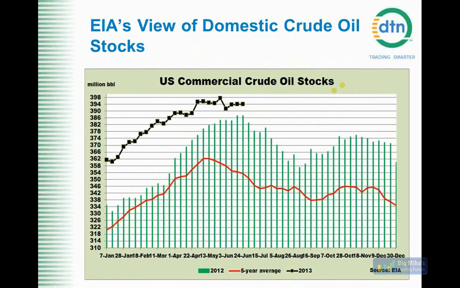This is just a weekly EIA stocks report chart that seems to confirm what we see in the future spread itself. The black line up at the top is 2013 commercial crude oil stocks. The green histogram is what we saw in 2012, and the 5-year average is the red line that cuts across the middle. Now, the first thing that jumps out is that we are not in a tight supply-demand situation. We've seen demand struggle since 2008 for crude oil. We've seen the spreads, for the most part, not really react all that strong.